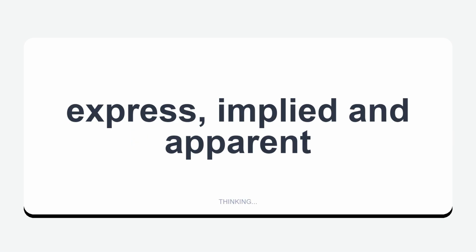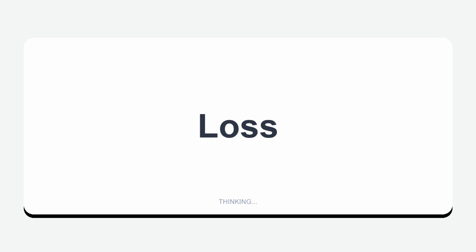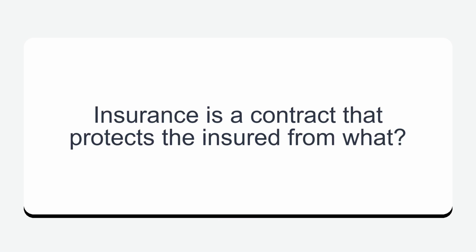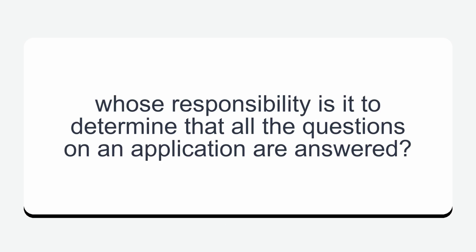Express, implied and apparent. What are the three types of agent authority? Loss. Insurance is a contract that protects the insured from what? The agents. Whose responsibility is it to determine that all the questions on an application are answered?